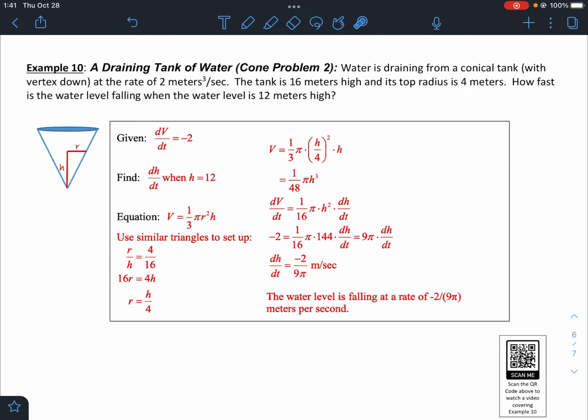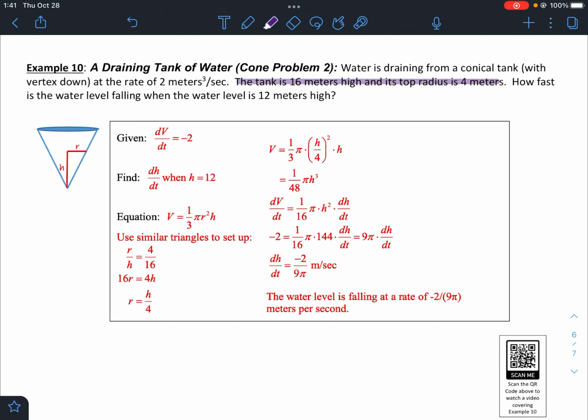All right, now we have a cone that's draining. Okay, so it's draining at -2 cubic meters per second. We want to know how quickly the height is changing. Okay, we know the height is 16. At this time, it doesn't tell us the radius is always twice the height or anything like that, but it does tell us the tank is 16 meters high and its top radius is 4.